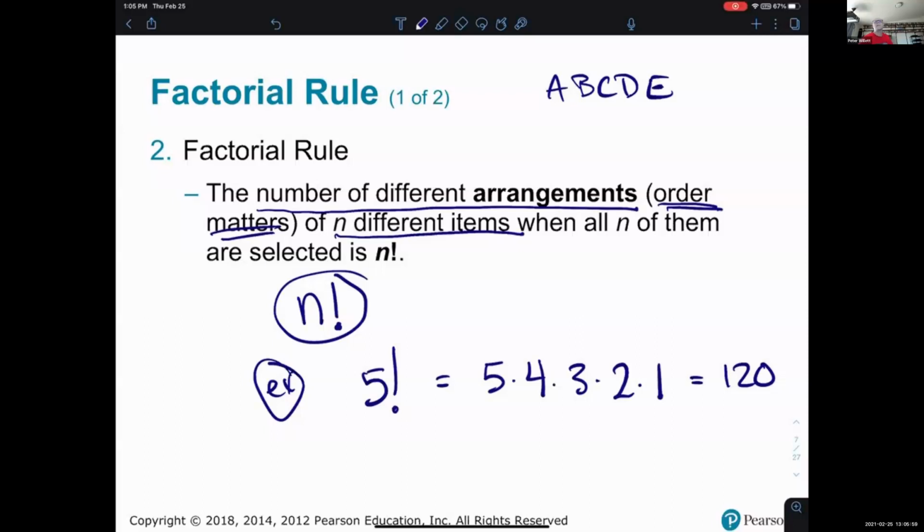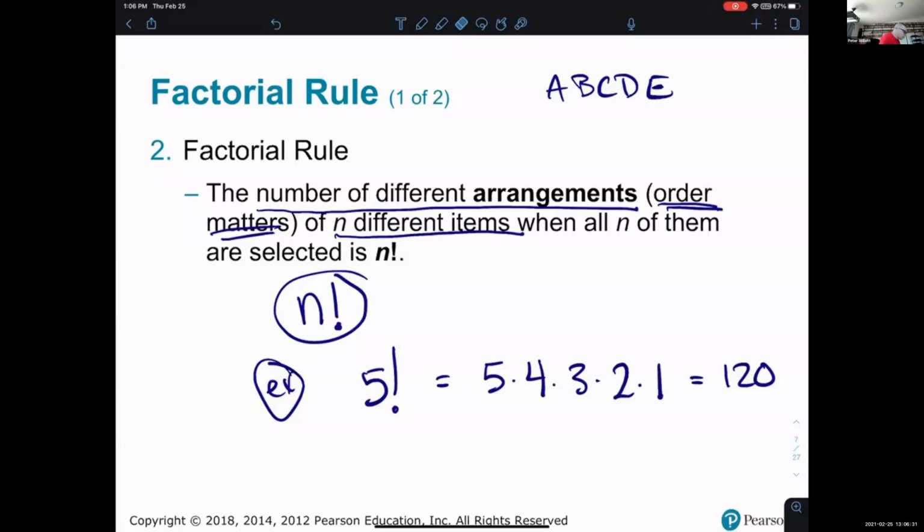Like I just listed them alphabetically. That's one possible ordering. Or I could do them reverse alphabetically and list them E, D, C, B, A. Or I could switch the letters around. The order would matter. I would get a different sort of word. It wouldn't be an official word like defined, but a different sort of spelling with those 5 letters. And based on this arrangement of these 5 things, there's 120 different possible arrangements for those 5 letters. That's what the factorial rule tells us.